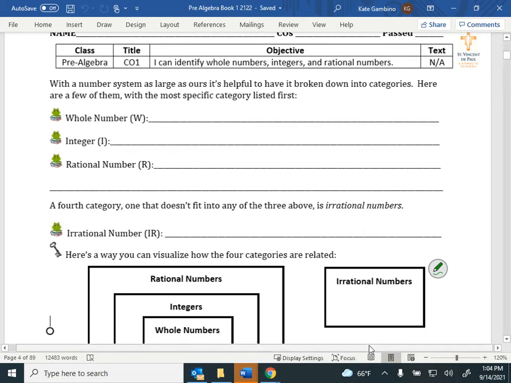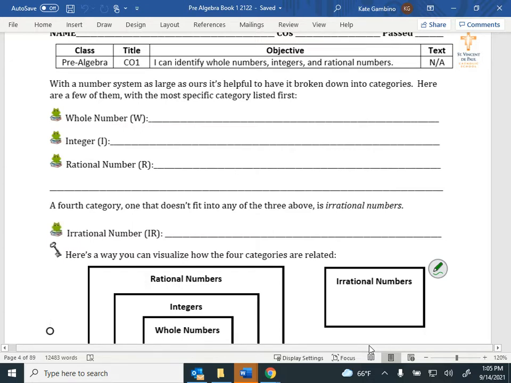Okay, today we are working on CO1. I can identify whole numbers, integers, and rational numbers. With a number system as big as ours, it's helpful to have it broken down into smaller categories. Here are a few of them with the most specific category listed first.